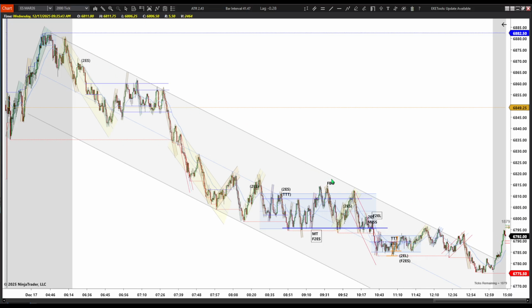This big gray down channel didn't get established until much later when I drew it, but by then it didn't really help to act as any key entry points for a trade. I took a total of 2 trades, one right here and one right here, and they're both profitable. They're just very conservative 1-point scalps with runners.